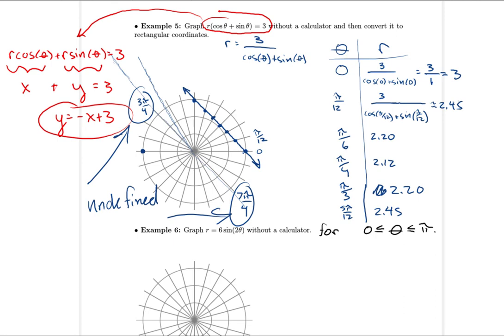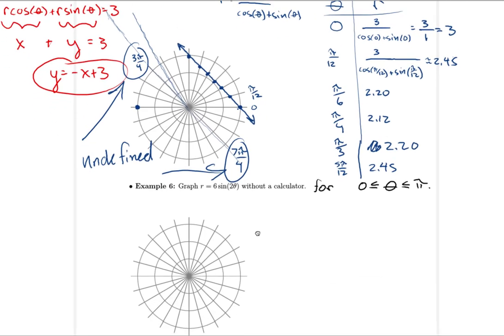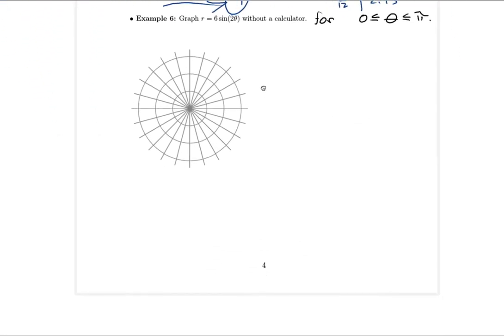All right, let's do one more example. So we're going to graph r equals 6 sine 2 theta without a calculator. We can check our answer afterward, but we'll try to do this manually. So we'll set up our table here and start plugging things in.